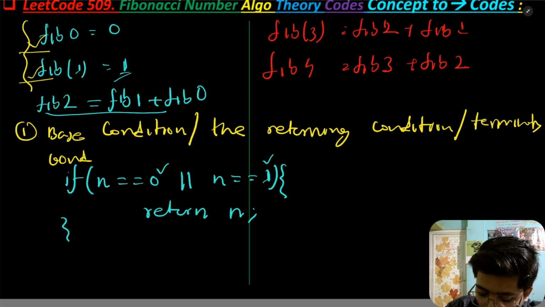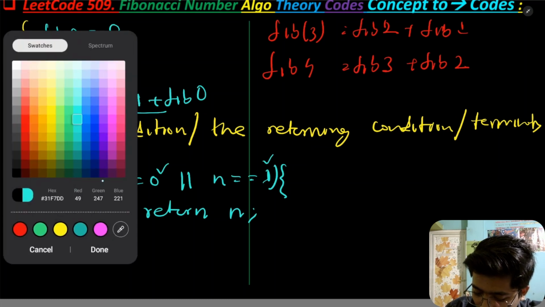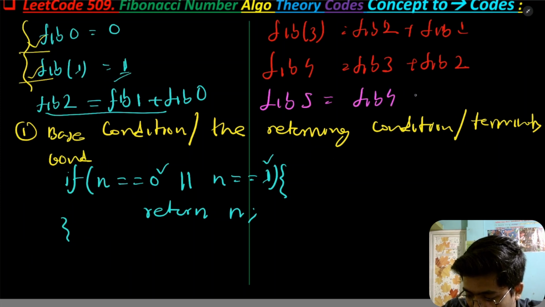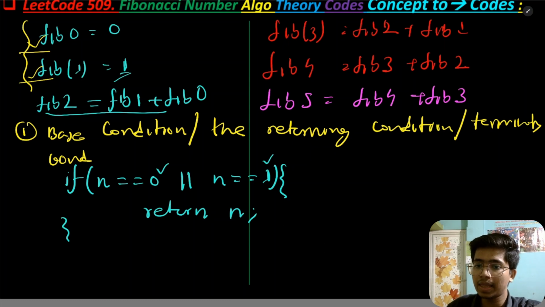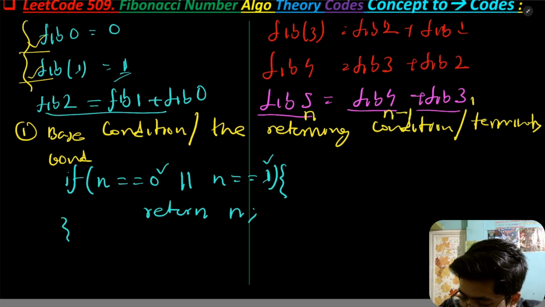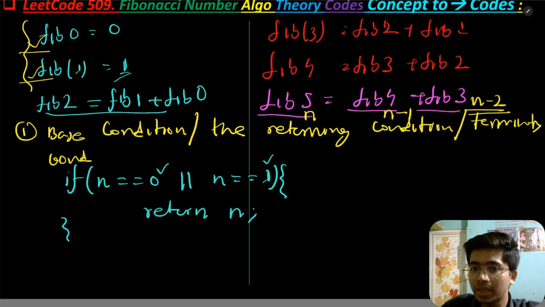If you want to get Fibonacci of 5, it will be Fibonacci of 4 plus Fibonacci of 3. So this is the trend of the Fibonacci series. Now observe: when there is 5, there is 4 and 3. That means if we consider it with n, then it becomes n minus 1 and n minus 2. Everywhere it is the same thing.